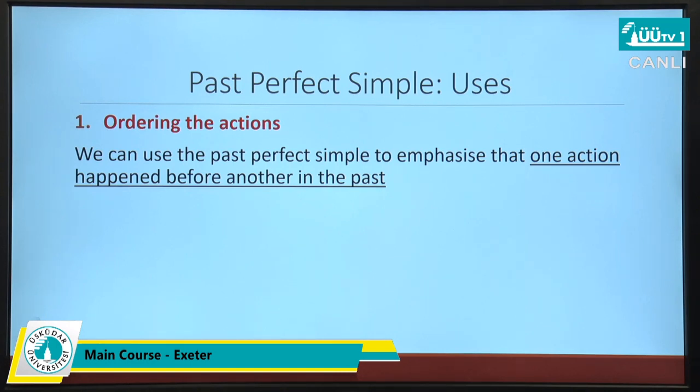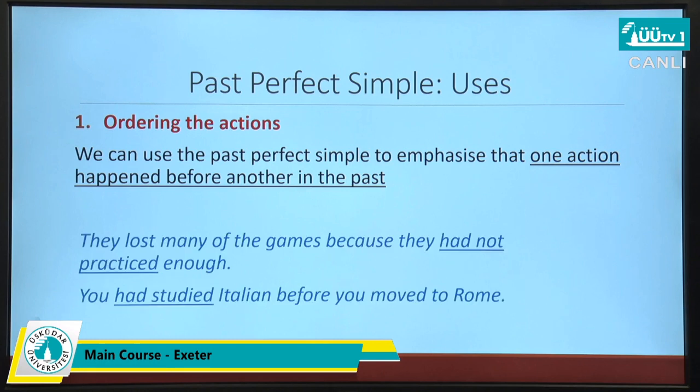So we put the events in order and say that something happened first, then this thing happened after. For example, they lost many of the games because they had not practiced enough. So it tells us that practicing is beforehand, but they didn't do it enough. So that's why they lost. Or, you had studied Italian before you moved to Rome. So you knew the Italian language before you went to Rome.